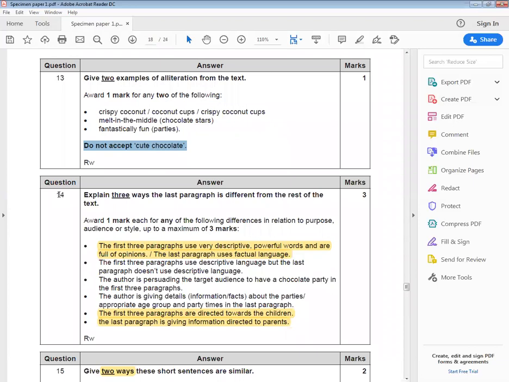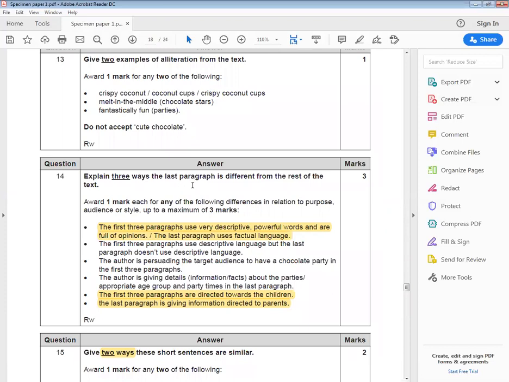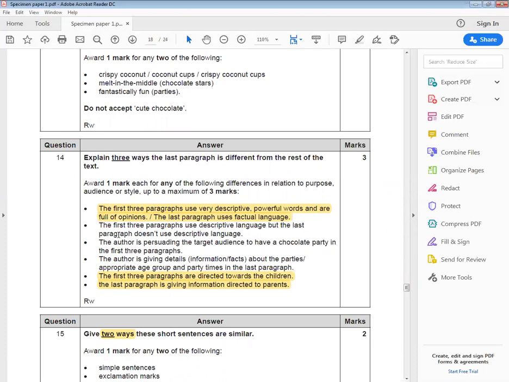Question 14 is an important question. I want you to study it. Explain 3 ways the last paragraph is different from the rest of the text. First of all, the first 3 paragraphs use very descriptive, powerful words, and they are full of opinion. But the last paragraph uses factual information because it gives details about the party itself. If you take a look at the text, you're going to find that the last paragraph gives a lot of information about the party itself. Factual information, not just opinion.